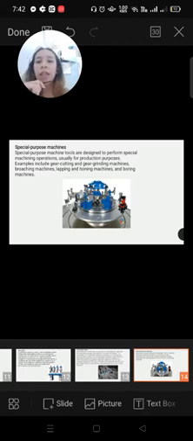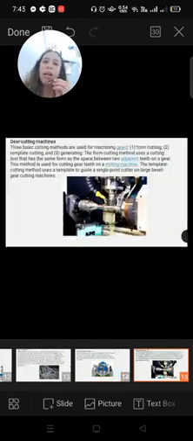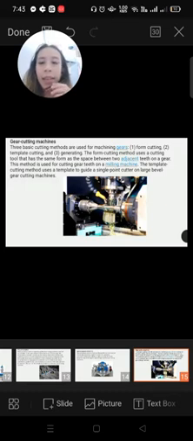Next are the special purpose machines. Special purpose machine tools are designed to perform special machining operations, usually for production purposes. Examples include gear cutting and gear grinding machines, broaching machines, lapping and honing machines, and then the boring machines. So these are the special purpose machines. So next is the gear cutting machine.